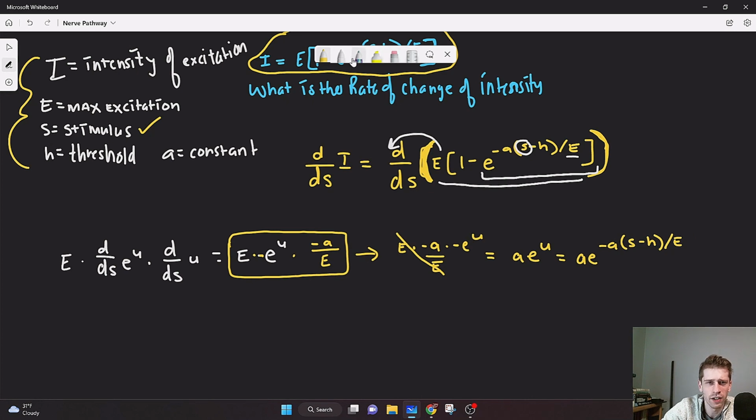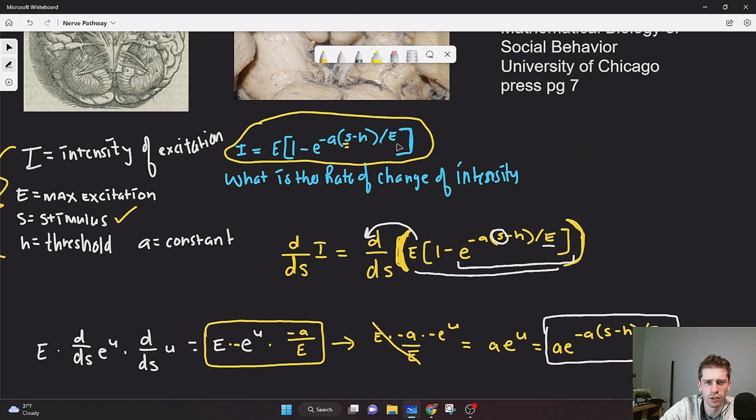And so there you have it. This is the derivative with respect to s of our original function, our original function up here. So this right here is the derivative. This is I of S, I prime of S is equal to that guy.